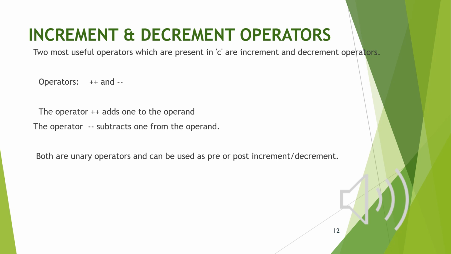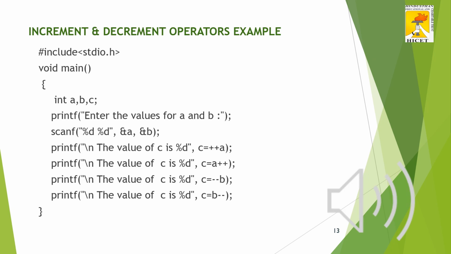That means the operator increment means add 1 to the operand. The operator decrement subtracts 1 from the operand. Both are unary operations and can be used as pre or post increment or decrement. Okay. So this is an example for both increment and decrement.